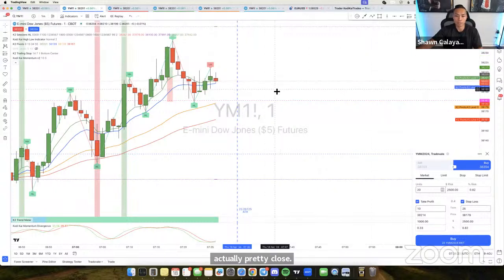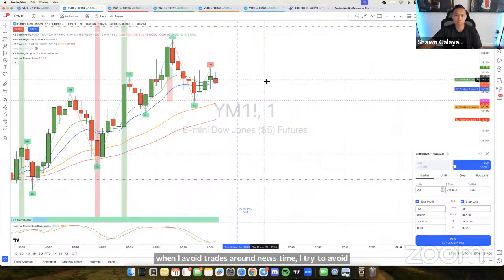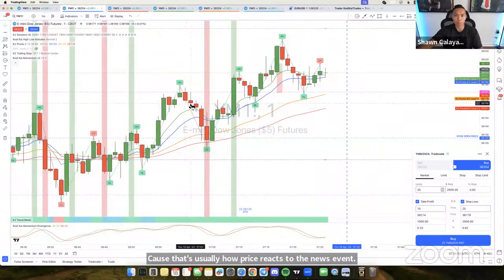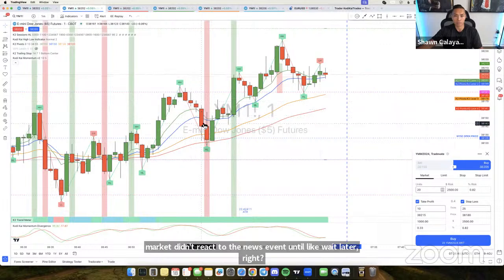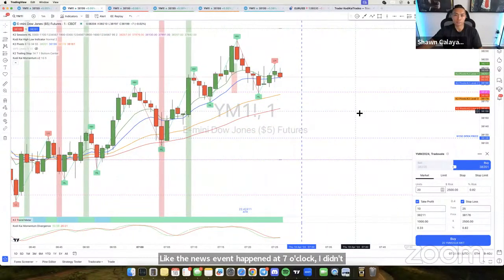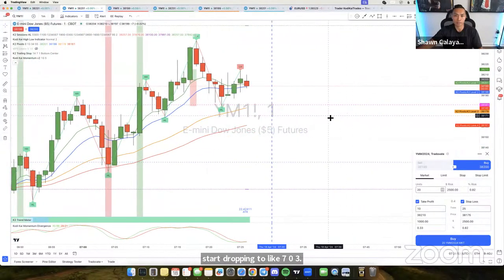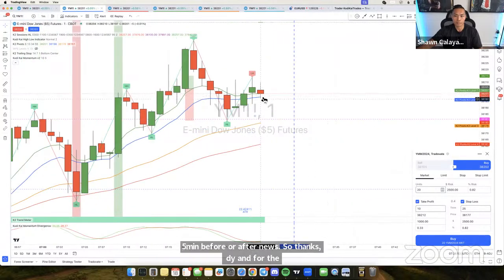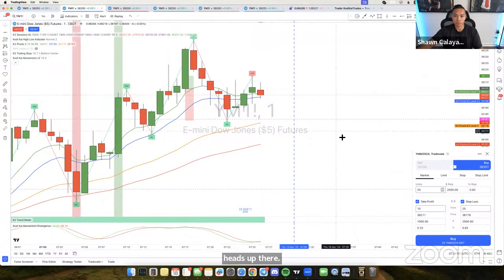So typically when I avoid trades around news time, I try to avoid when it's between 5 minutes before and after, because that's usually how price reacts to the news event. Like you can see here from the news at 7 o'clock, the market didn't react to the news event until way later, right? The news event happened at 7 o'clock, but it didn't start dropping until like 7:03. So that's typically why we try to avoid any entries 5 minutes before or after news. So thanks, Maddie and Madhu, for the heads up there. And it doesn't look like this candle's going to close green anyways.